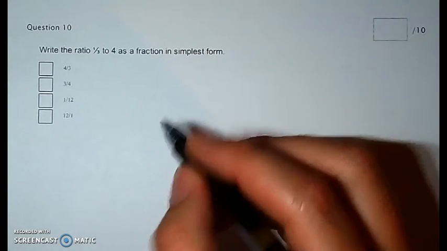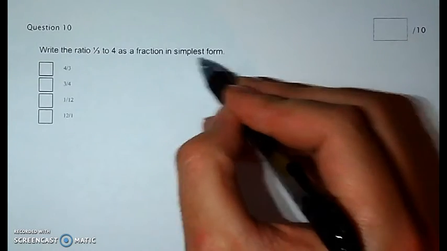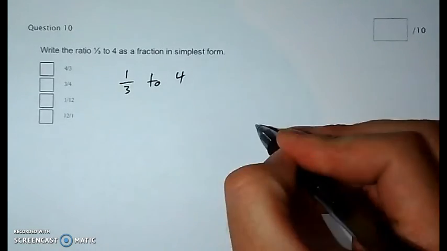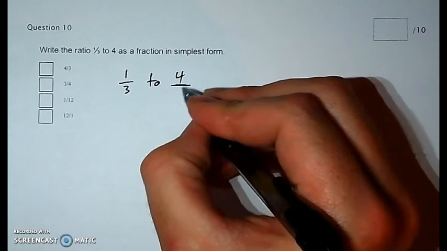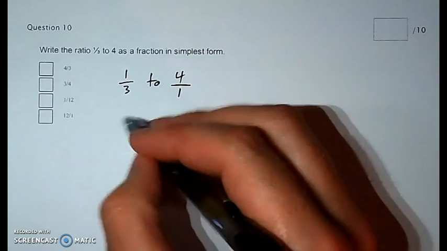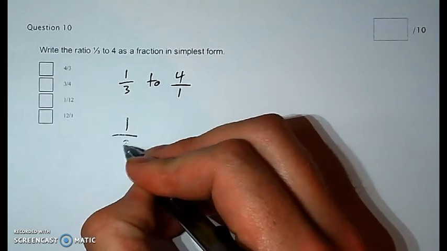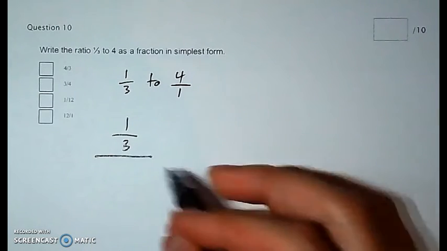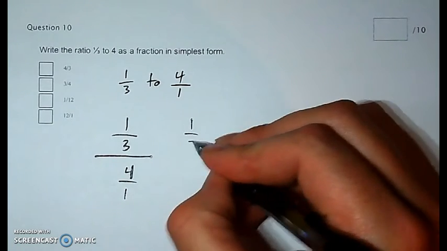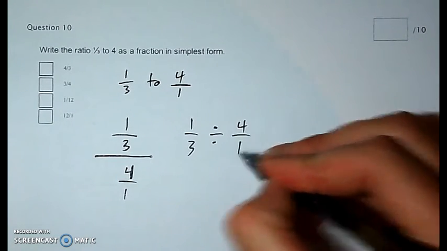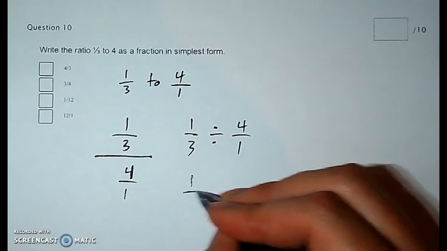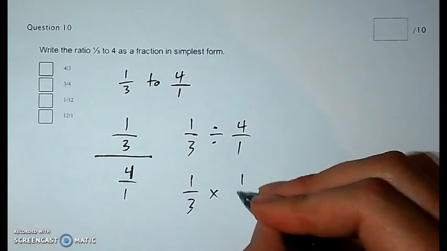Question 10 asks us to write this ratio 1/3 to 4 as a fraction in simplest form. So let's first write it out as 1/3 to 4. And 1/3 to 4 is the same thing as 1/3 to 4 over 1. 4 over 1, 4 divided by 1 is 4. So we didn't change it at all. It's just simpler to look at. And then any ratio, as we know, can be written as a division problem. 1/3 divided by 4 over 1. And then, as we know, instead of dividing fractions, we can simply keep, change, and flip, right?